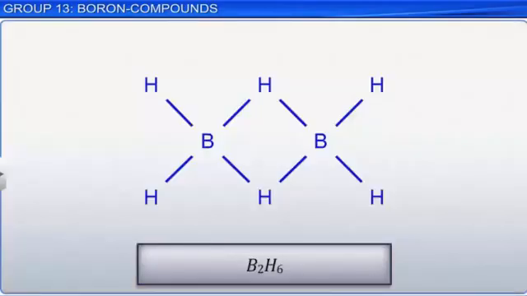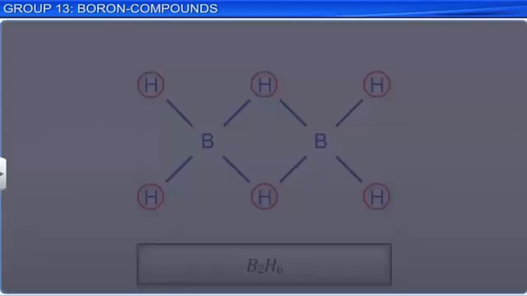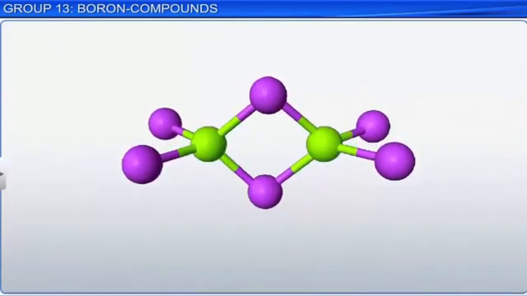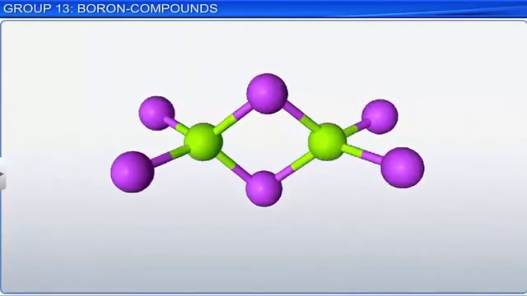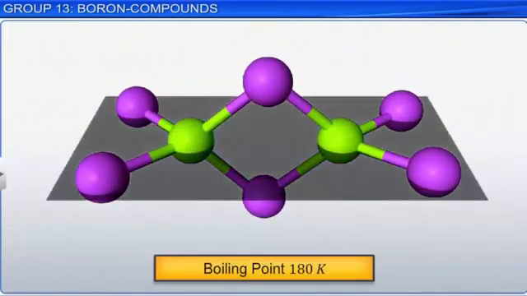Diborane, B2H6, whose structure is illustrated here, is another important compound of boron. Boranes are a class of compounds containing only boron and hydrogen. Diborane is colorless, highly toxic and extremely reactive. This colorless and highly toxic gas has a boiling point of 180 Kelvin.